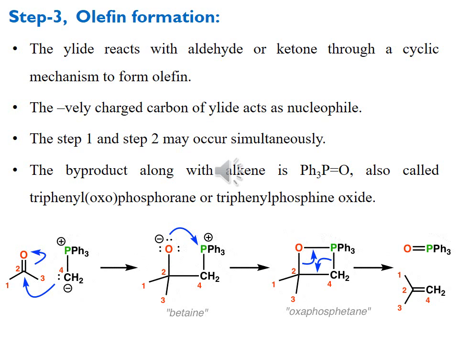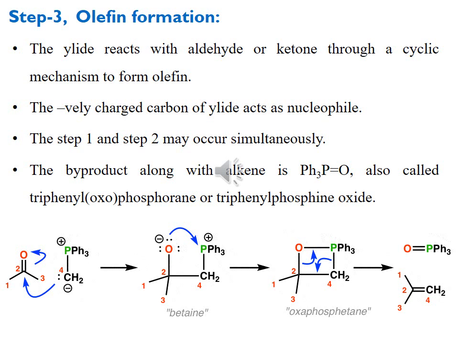Here is the last step of this mechanism, that is olefin formation. The ylide produced in the last step reacts with aldehydes or ketones through a cyclic mechanism to form olefin. And here you can see the mechanism. The ylide contains two charges, positive on phosphorus and negative on carbon. The carbon acts as a nucleophile and attacks the electrophilic carbonyl carbon and makes a single bond between carbon and oxygen. Oxygen gets the negative charge. This negatively charged oxygen attacks the phosphorus to form a four-membered ring, also known as oxaphosphetane.